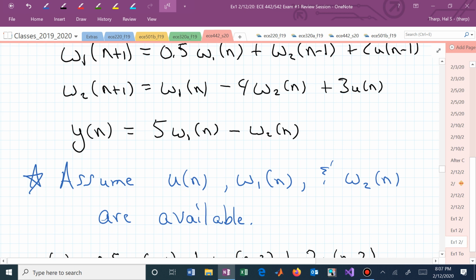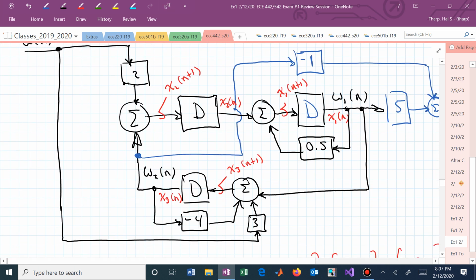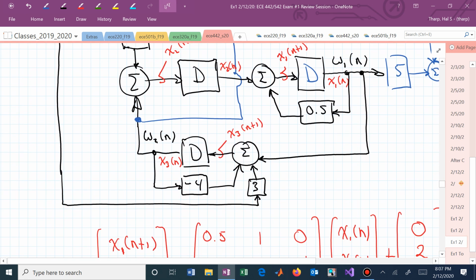So wouldn't there be like 5 negative 1 0 because there's no. So now W1 and W2 are not the same as X1 and X2. So I actually have labeled W2 to be equal to X sub 3 in my diagram. W2 and W1 now you could actually kind of erase relative to your state space representation, unless somebody needs those. They are no longer needed. You now have created X1, X2, and X3 in this block diagram.